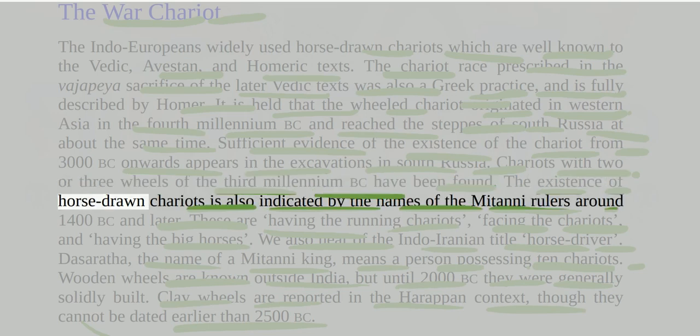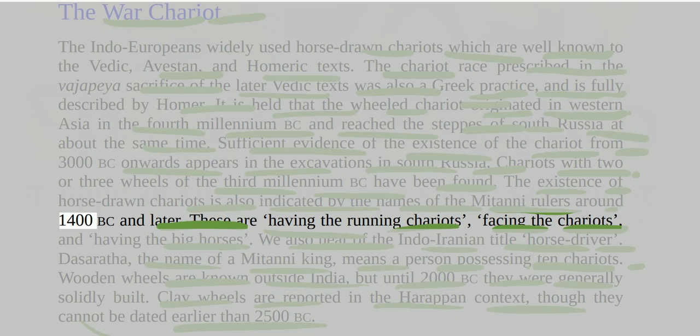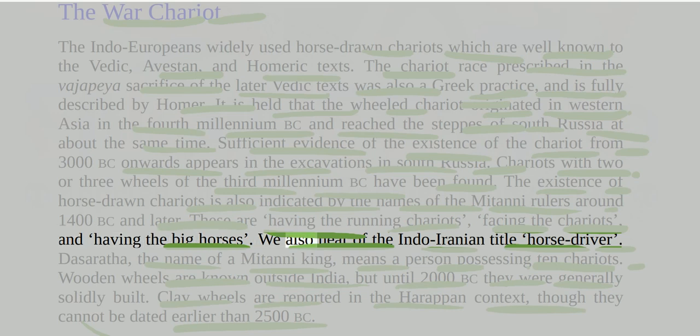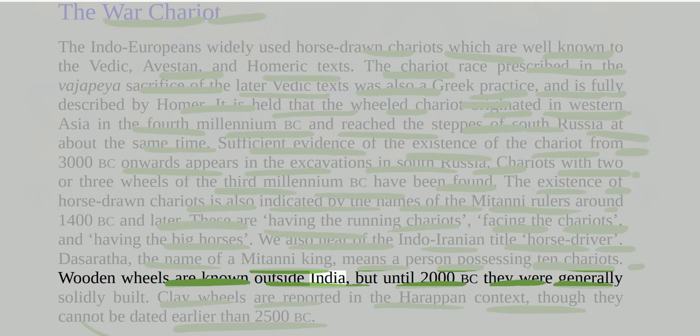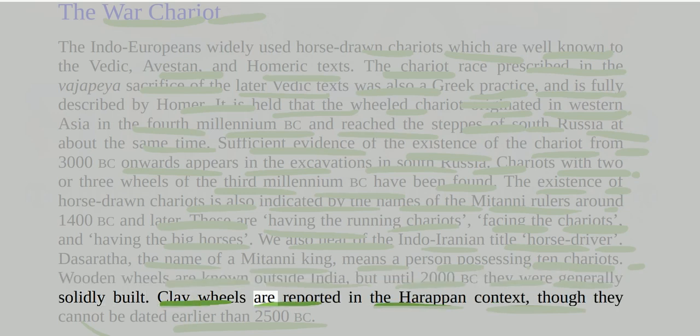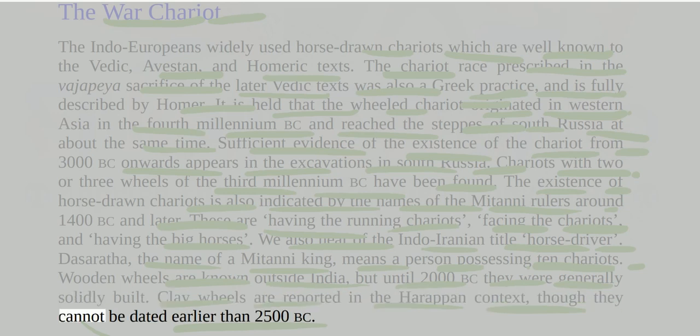The existence of horse-drawn chariots is also indicated by the names of the Mitanni rulers around 1400 BC and later. These mean, having the running chariots, facing the chariots, and having the big horses. We also hear of the Indo-Iranian title, horse driver. Dasaratha, the name of a Mitanni king, means a person possessing 10 chariots. Wooden wheels are known outside India, but until 2000 BC they were generally solidly built. Clay wheels are reported in the Harappan context, though they cannot be dated earlier than 2500 BC.